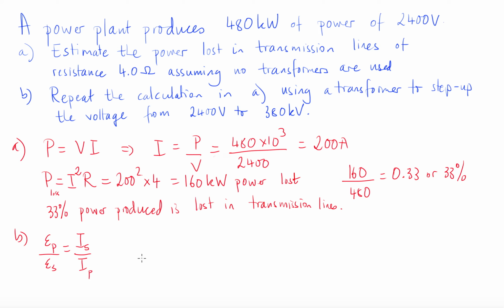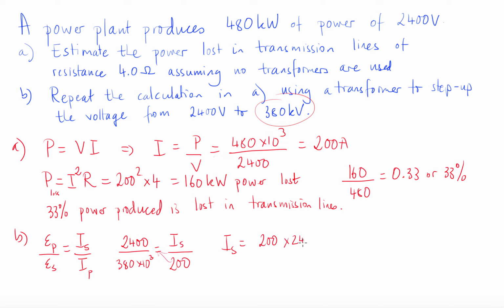So the EMF in the primary coil is going to be 240. The EMF in the secondary coil is this value, the voltage we step up, 380 times 10 to the 3. The current in our primary coil is going to be 200, but the current in our secondary coil is what we don't know. So to get the current in the secondary coil, we multiply up by 200.